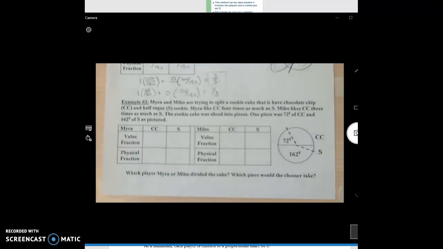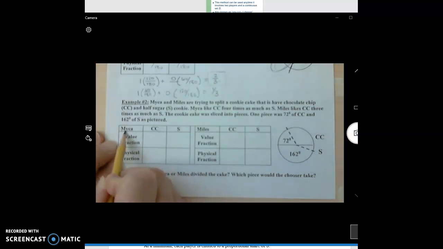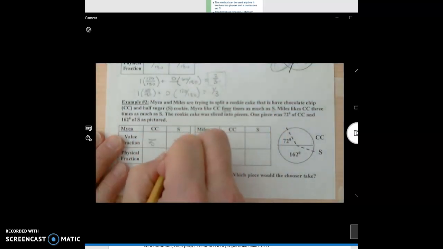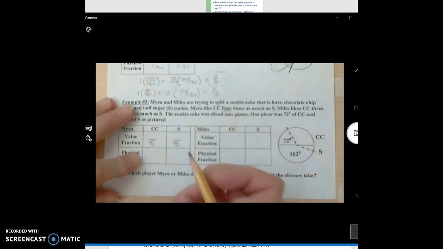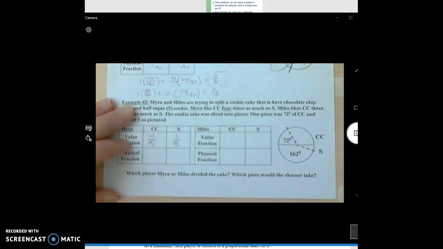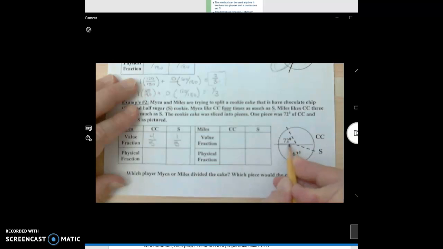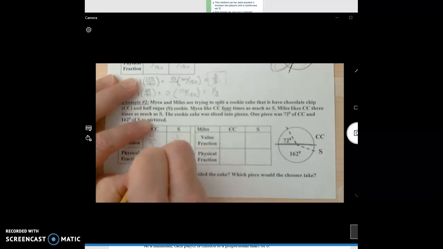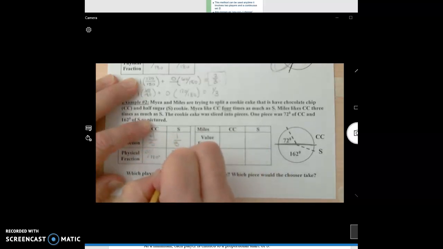So let's start there first. Let's see how each one would value the piece of cake. So Micah, well, what did it say? Micah likes chocolate chip 4 times as much as sugar. So 4 times here, 1 time for sugar. So we have a total of 5. So chocolate chip is 4/5 and sugar is 1/5. Now, once again, the original piece, since it was cut perfectly in half, would be chocolate chip as one out of 180 and sugar out of 180.